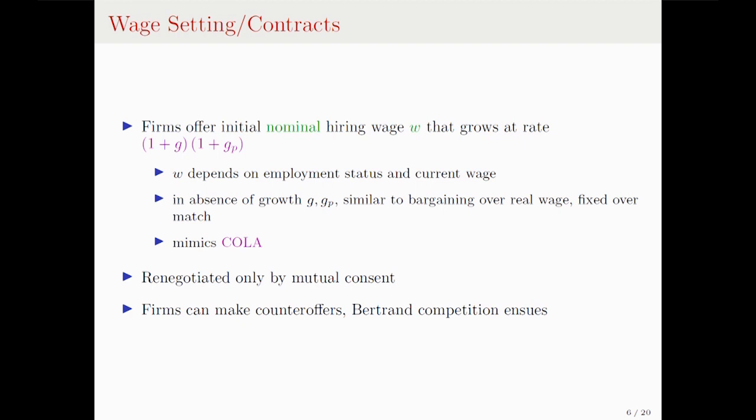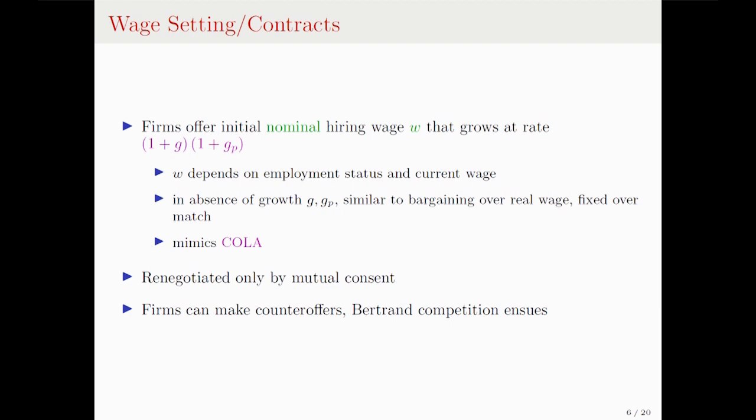So the wage that you're offered is going to depend on your employment status and on the wage that you're making at your current firm. If we didn't have any growth, this would be very similar to just bargaining over the real wage and having a real wage that's fixed over the match.